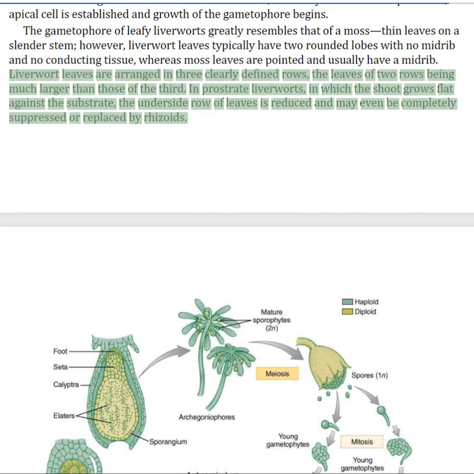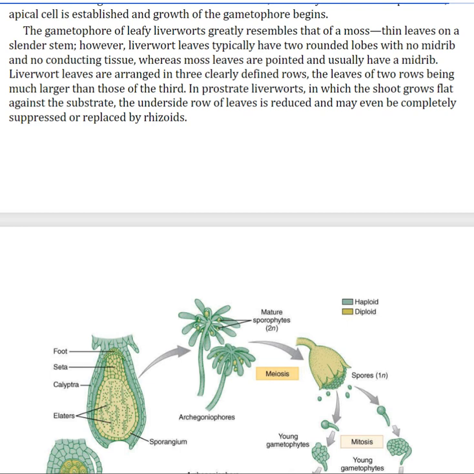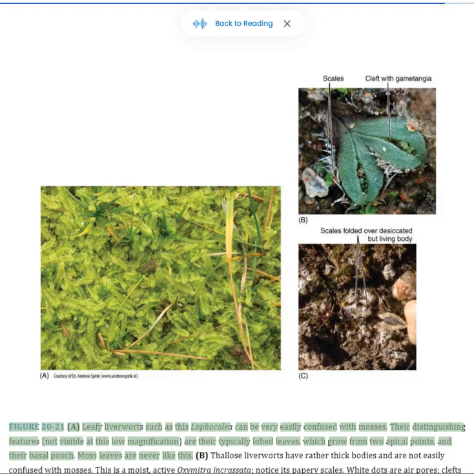Liverwort leaves are arranged in three clearly defined rows, the leaves of two rows being much larger than those of the third. In prostrate liverworts, in which the shoot grows flat against the substrate, the underside row of leaves is reduced and may even be completely suppressed or replaced by rhizoids. Table 25. Classification of division Hepatophyta. Figure 20.21. Leafy liverworts such as this Lophocolea can be very easily confused with mosses. Their distinguishing features are their typically lobed leaves, which grow from two apical points, and their basal pouch. Moss leaves are never like this.